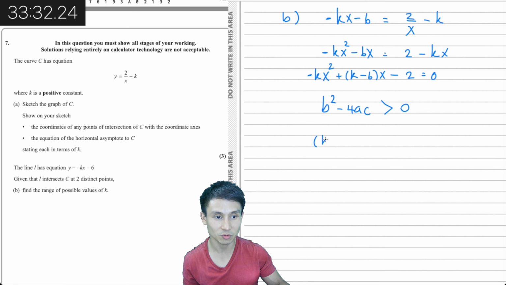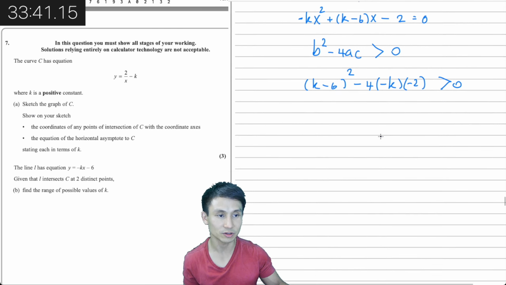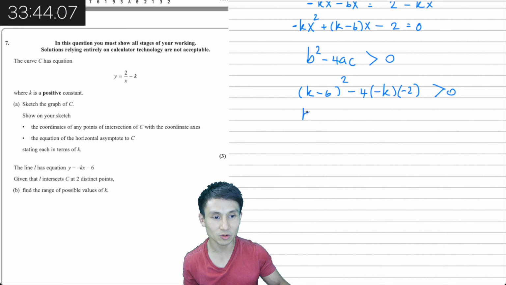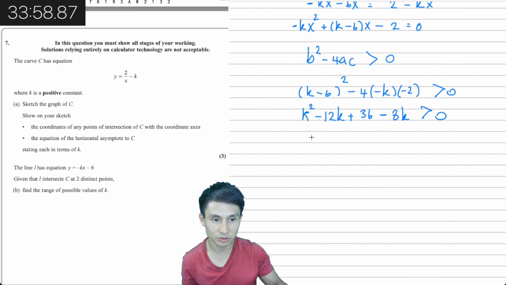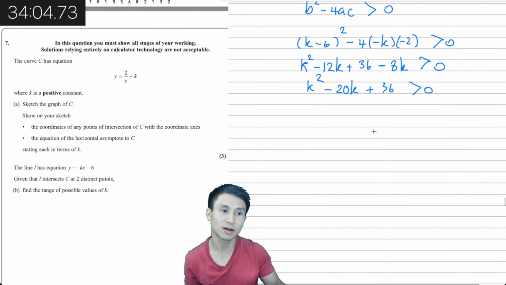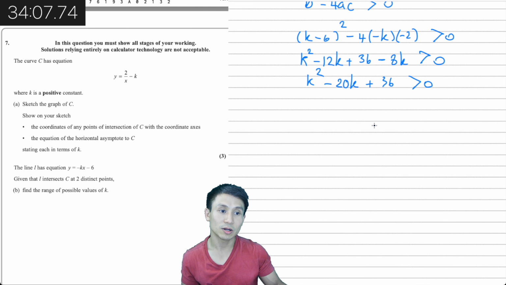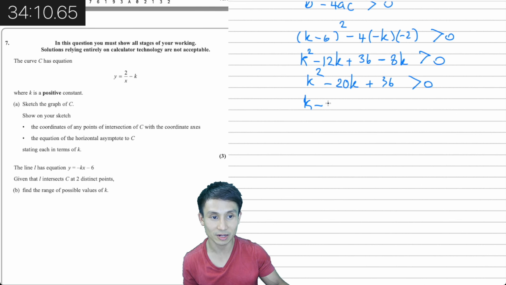So here, b squared minus 4ac greater than 0, just comparing the coefficients there. This is expanding the binomial here: k squared minus 12k plus 36 for this whole thing. And there are 3 minuses here, so this is minus 8k, yeah? Greater than 0. I'm just going to tidy that up. I get k squared minus 20k plus 36 greater than 0. It seems like we can do 2 and 18. So I do k minus 18 times k minus 2 greater than 0.